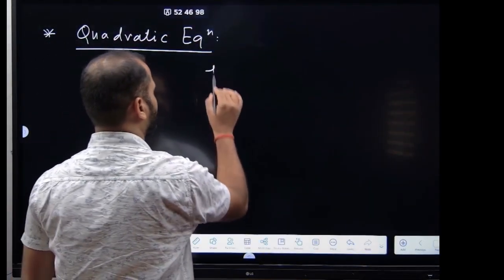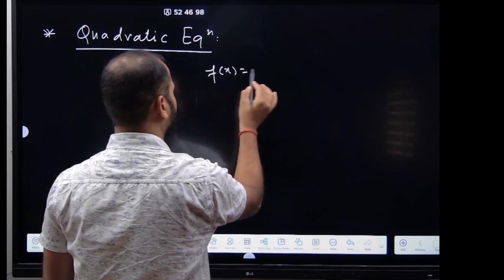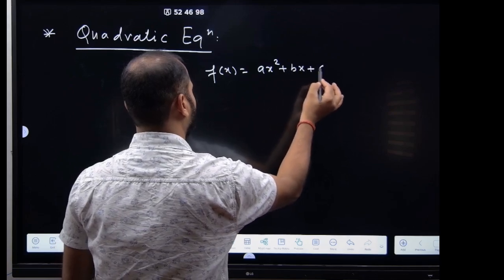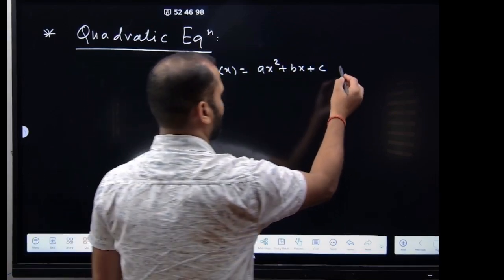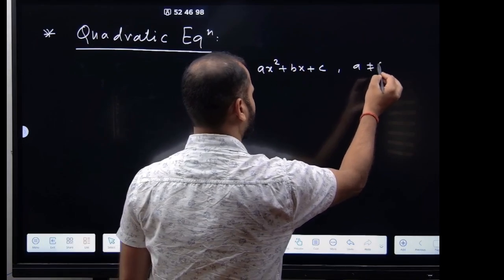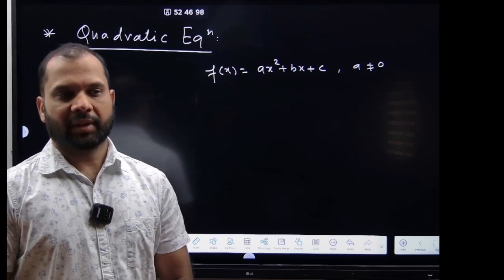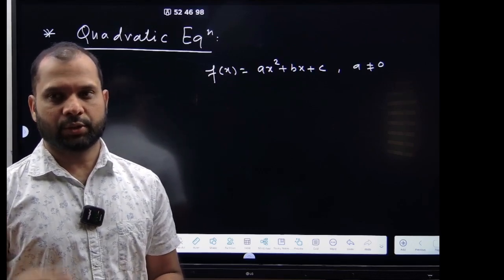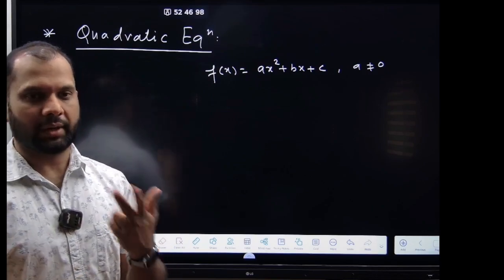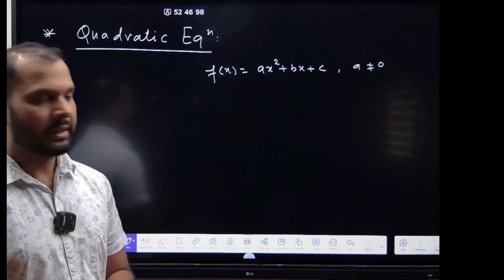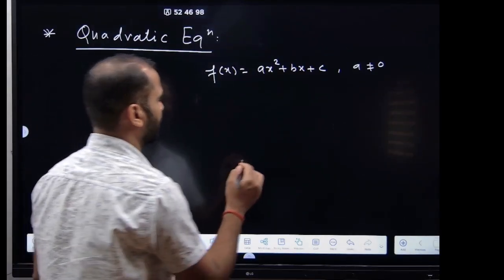So, if any equation is of this format, f of x is equal to ax square plus bx plus c, this particular equation is called quadratic equation, right? Why? Because the maximum power of the variable is 2. Quad means 2, next will be cubic, biquadratic and so on. So, whenever it is quadratic, this format should be there.